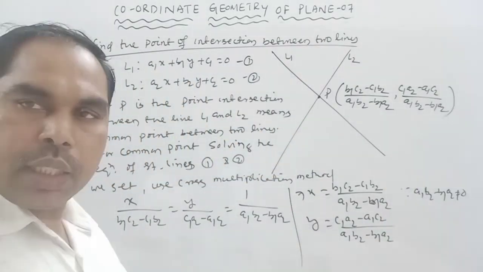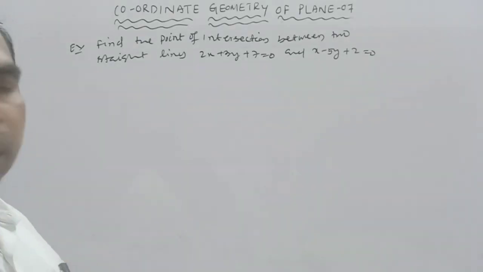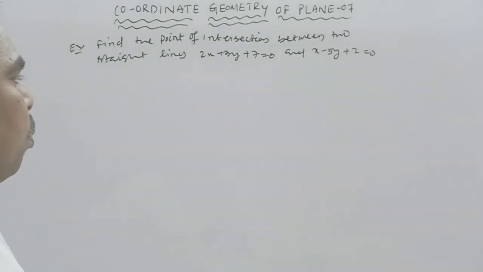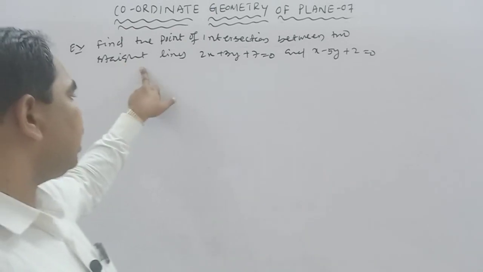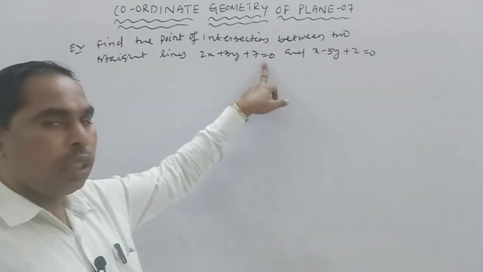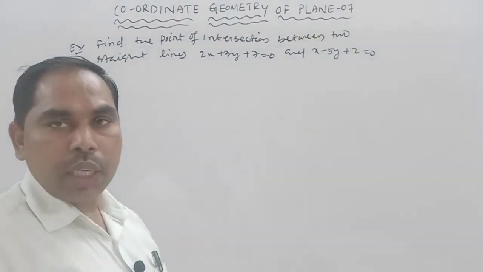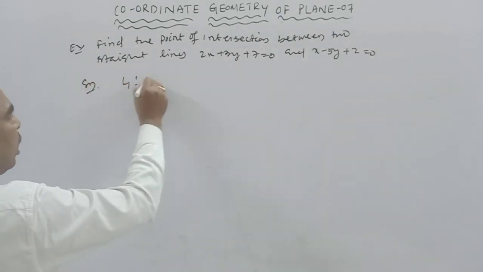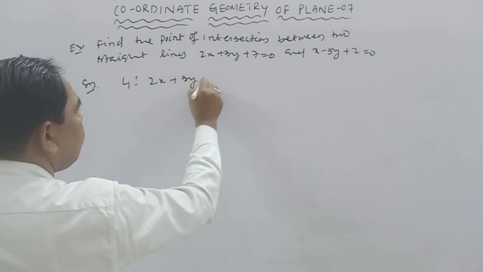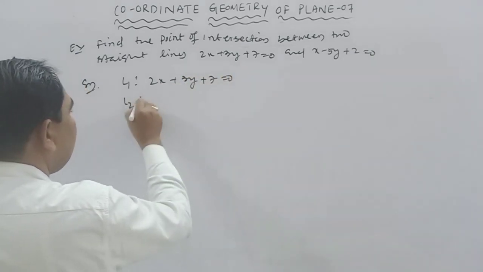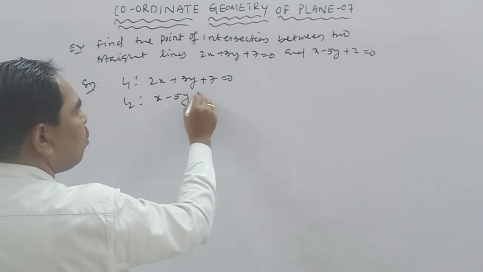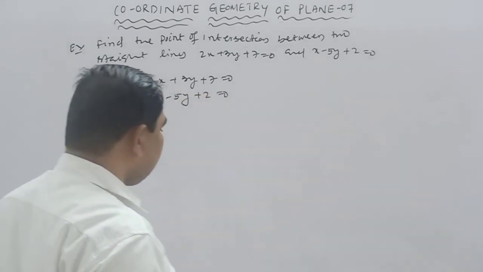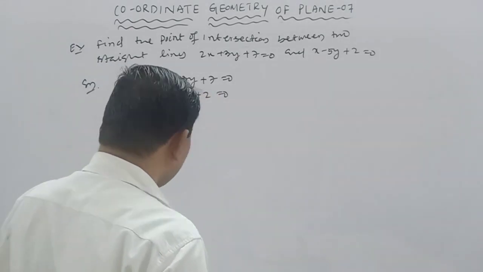Okay, this is the question: find the point of intersection between the two straight lines 2x plus 3y plus 7 is equal to 0 and x minus 5y plus 2 is equal to 0. Solution: L1 is 2x plus 3y plus 7 equal to 0, L2 is x minus 5y plus 2 equal to 0. Okay, there are several methods to find the value of x.